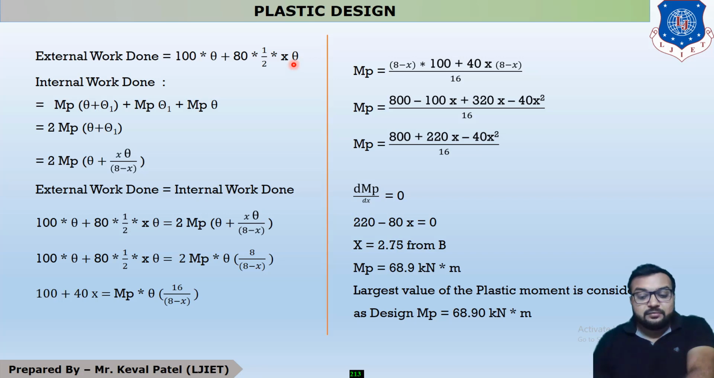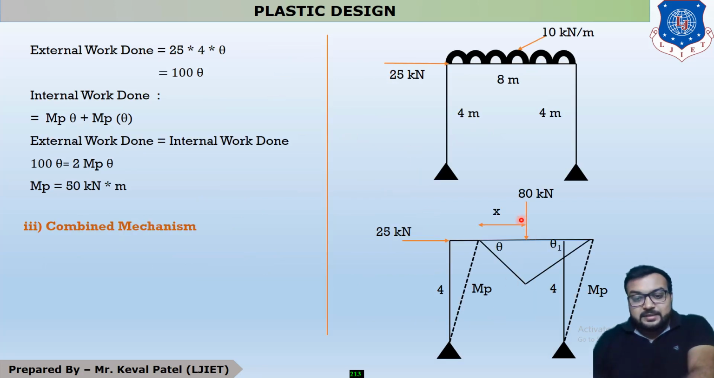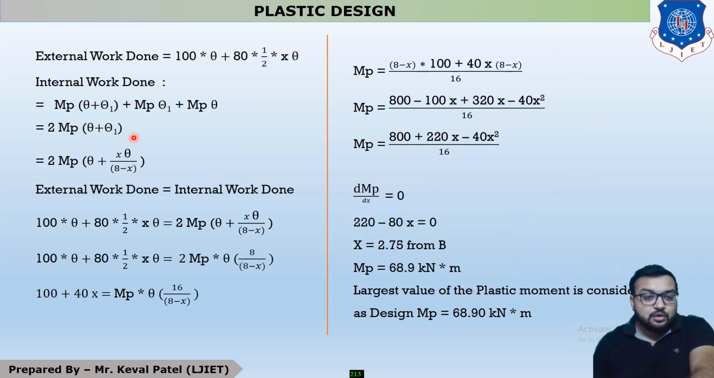Now your internal work done: at this point it is MP theta, at this point it is MP into theta plus theta 1, and at this point it is MP theta 1. Now, what is the relation between theta and theta 1? You all know that x into theta is equal to 8 minus x into theta 1. So your theta 1 is equal to x into theta divided by 8 minus x. After putting the value of theta 1, which is equal to x theta divided by 8 minus x.